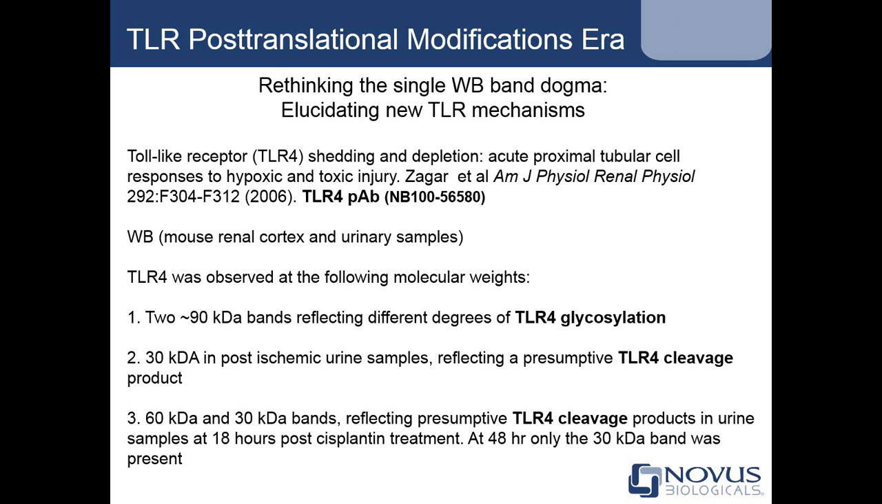For TLR4, for example, we found a paper where they looked at urinary outputs, and they found that there were two different TLR4 bands reflecting different degrees of TLR4 glycosylation. So the more glycosylated, the heavier the band. It may be viewed as a broad band or else two different bands. And importantly, in post-ischemic urine samples, they saw only a 30 kilodalton band, and this reflected a presumptive TLR cleavage product.